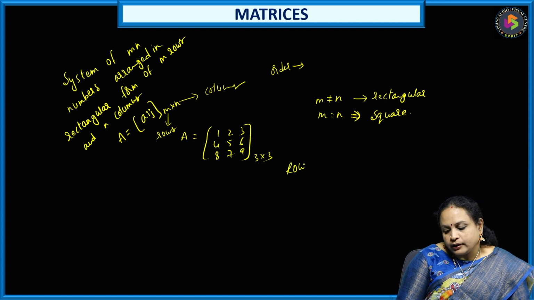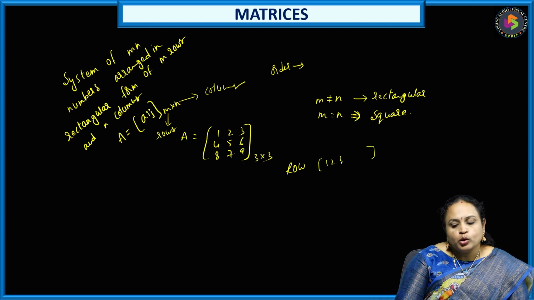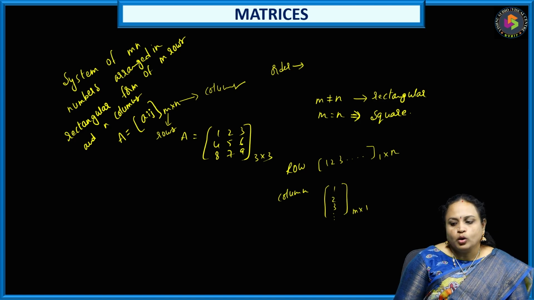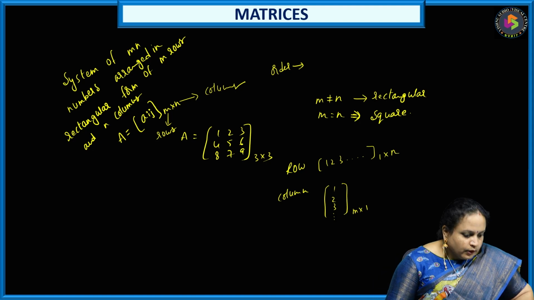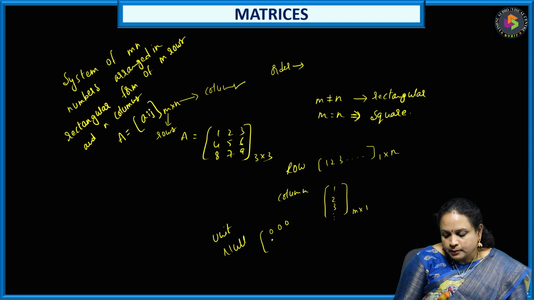Then we have a row matrix. Row matrix is a matrix in which there is only one row and you can have many columns. So this is 1 by n. Then you have column matrix. Column matrix is a matrix in which there is only one column and rows are many. That is m by 1. And then we have unit matrix, in which the numbers are 1. And then we have a null matrix. Null matrix is a matrix in which all the elements are zeros, or we call it a zero matrix.